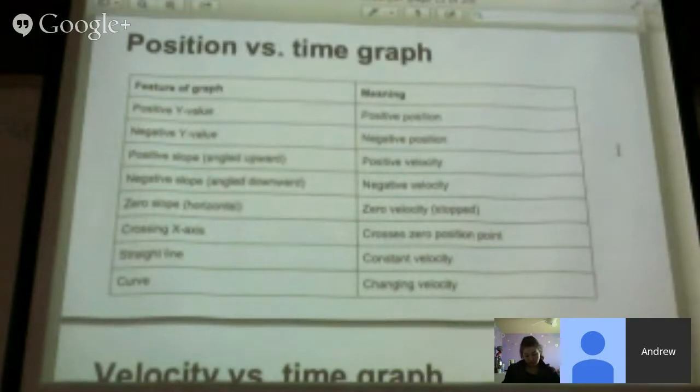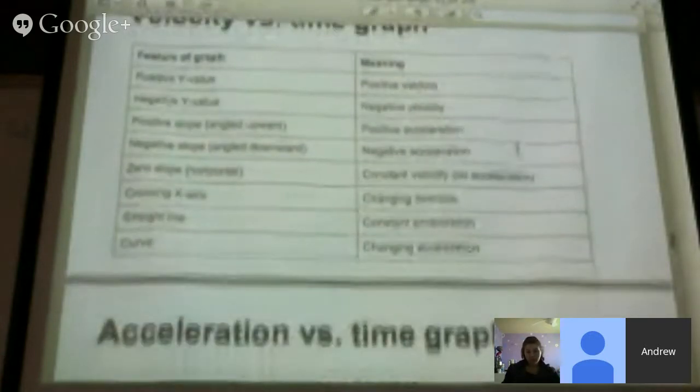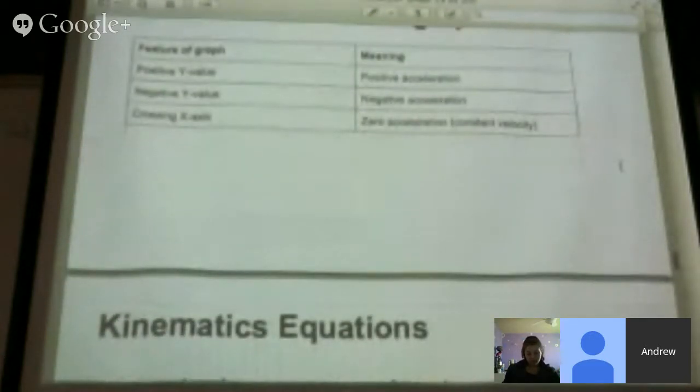There are some key features to the graph and what they mean for each of these different graph types, so that wouldn't be a bad thing to review at some point. But again, nothing to memorize, it just all follows from knowing what the slope means and what the area under the curve means for each graph.